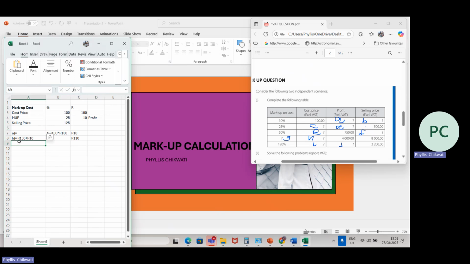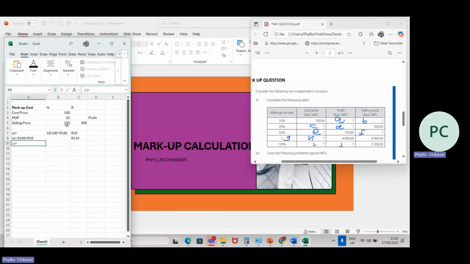So let's determine C. Now we are looking for our cost price, right? We are looking for our cost price, but what is it that we already know? So every time when you get a question like this, the first thing is to complete your table. So on the rand value, we have the selling price. That's what we know. So therefore, we are looking for our cost price. We are also looking for our markup. Okay? So how do you get that?